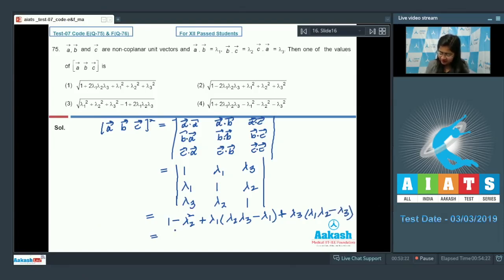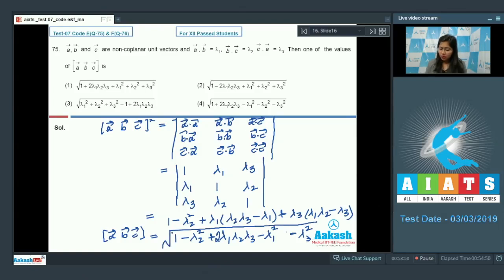So we can say that this is equal to 1 minus lambda 2 square plus lambda 1 lambda 2 lambda 3 minus lambda 1 whole square, plus again we have lambda 1 lambda 2 lambda 3, so we have 2 times this, and here we will have minus of lambda 3 square. So the value of ABC will be equal to under root of this, right? So option number 4 is the correct answer.